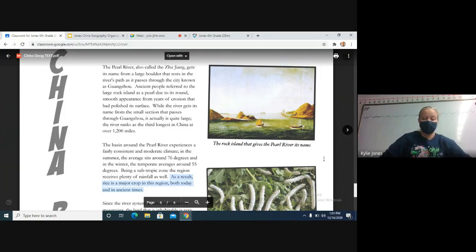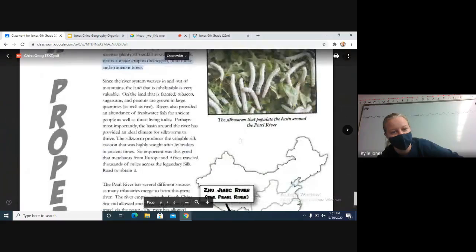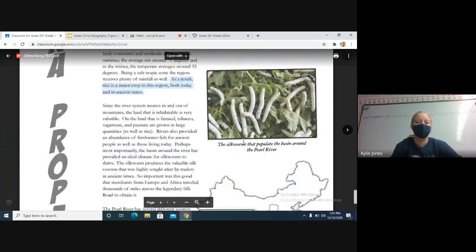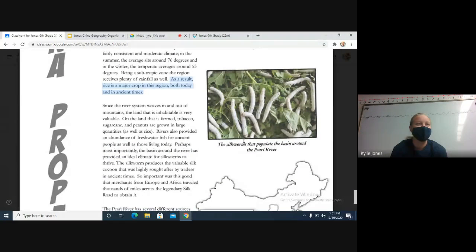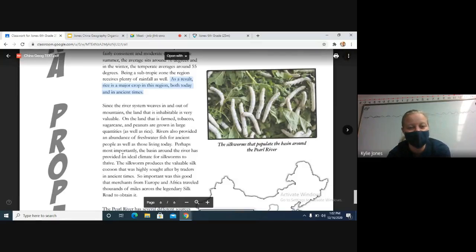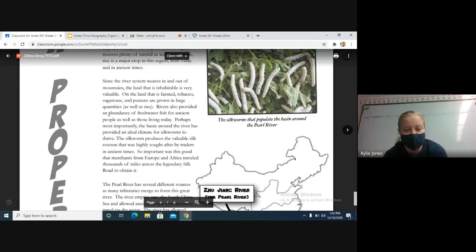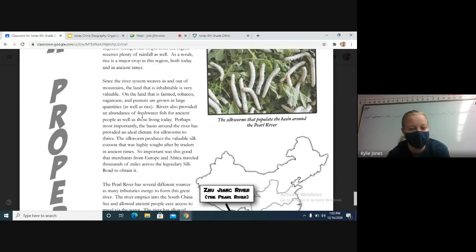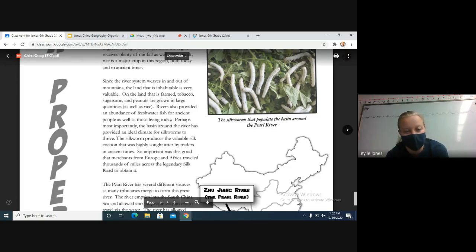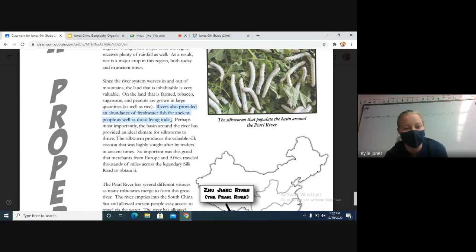Okay, I'm gonna go ahead and read these last two paragraphs, and then you guys can finish up. Make sure you have all the information on these slides. It says, since the river system weaves in and out of the mountains, the land that is inhabitable is very valuable. On the land that is farmed, tobacco, sugarcane, and peanuts are grown in large quantities, as well as rice. Rivers also provided an abundance of freshwater fish for ancient people, as well as those living today. There's some answers about ancient times.